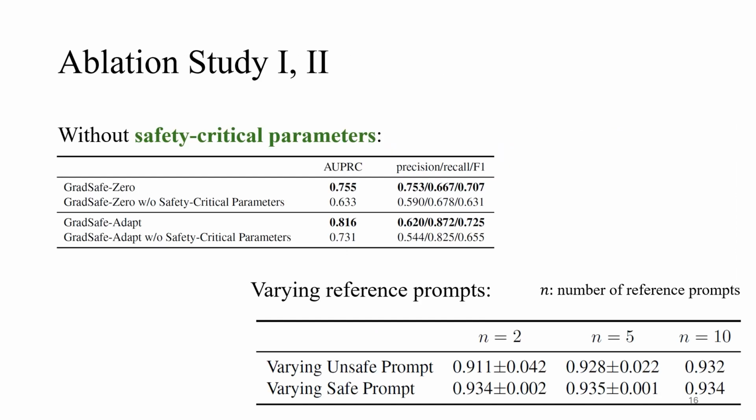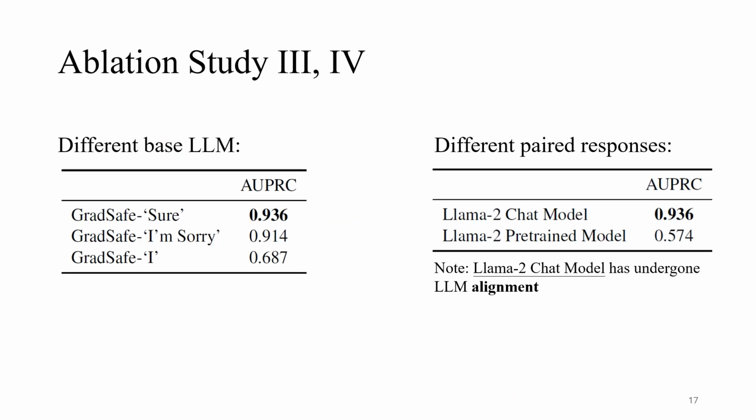Here, one demonstrates the importance of safety-critical parameters, while another shows that increasing the number of unsafe reference prompts can boost performance. For the third ablation study, compliance and rejection responses yield favorable detection performance, while the neutral response does not. The last ablation study shows that GradSafe has significantly different performances on different base models.